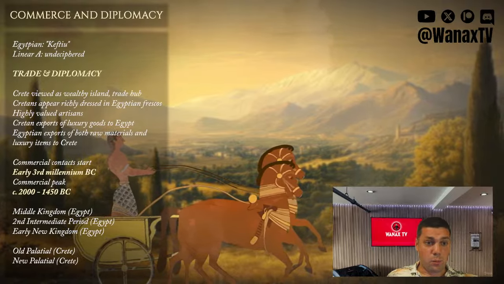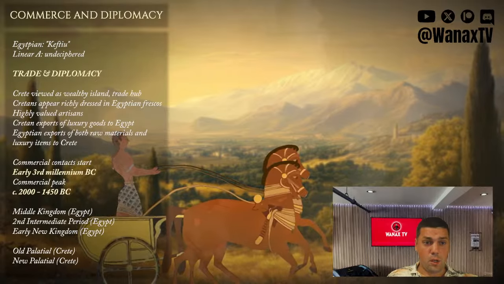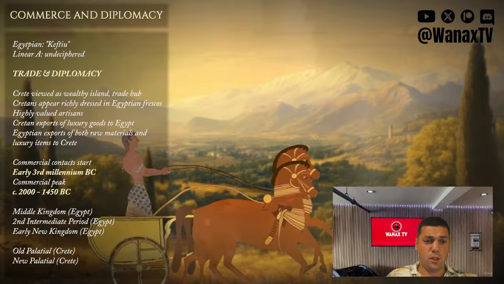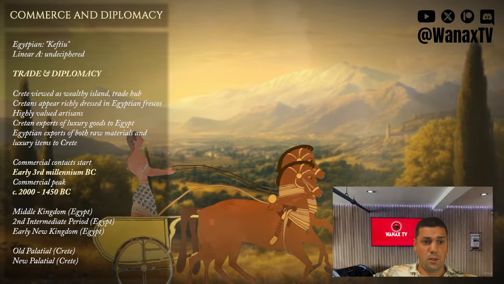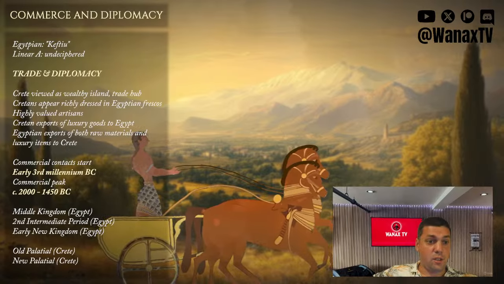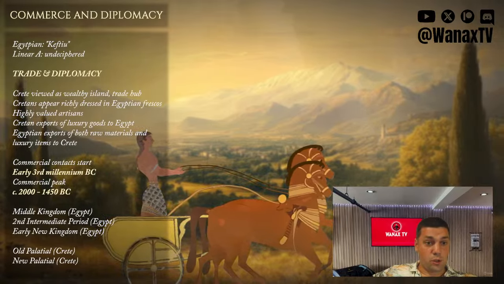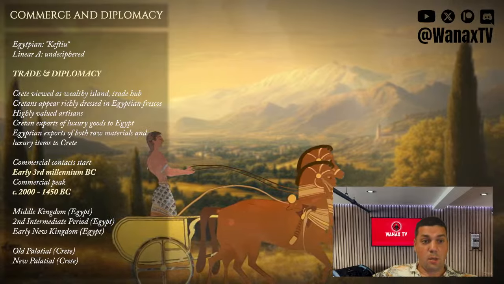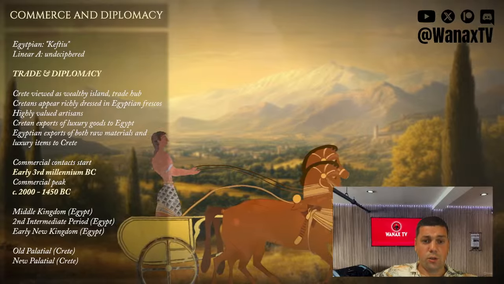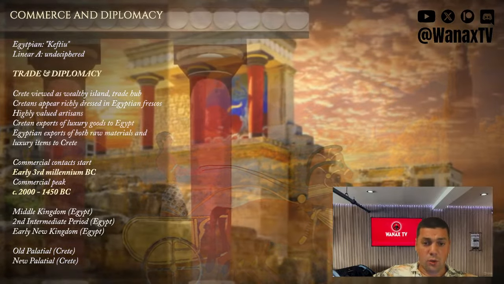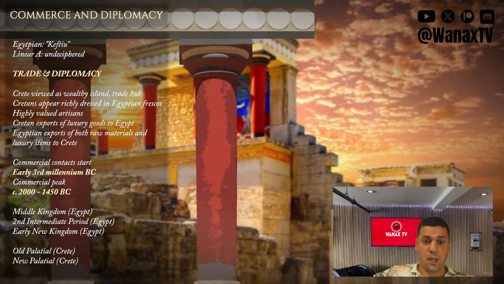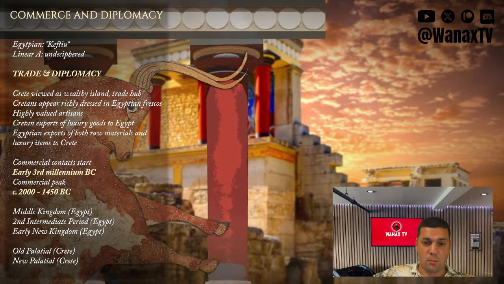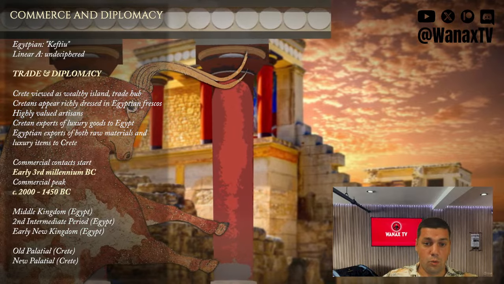We have Cretan exports of luxury goods to Egypt. There are reports of some metals and timber as well, but chiefly luxury goods. They were considered to be a luxurious society, and the Egyptian exports to Crete consisted of both raw materials and some luxury items as well. But Crete mainly imported raw materials and produced luxury goods out of it and then exported it back to Egypt and the Near East. The same thing as the Mycenaeans would do after that.